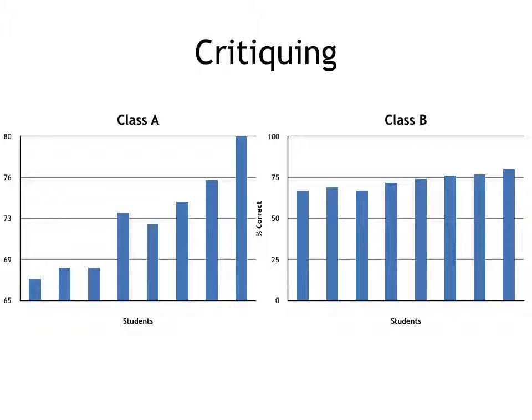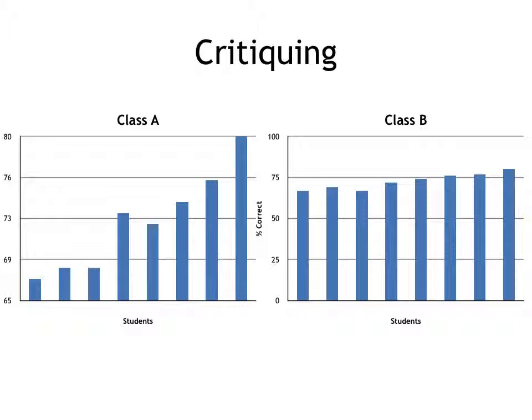So Class A, this is a graph showing the report of their grades on a test, the percent that they got correct. On the right is Class B on the same exam. And when you just glance at these two graphs, Class A looks very different than Class B, and they're not. The mean is the same, the range is the same. If you were to look at the skewness, everything would be the same for these two classes.